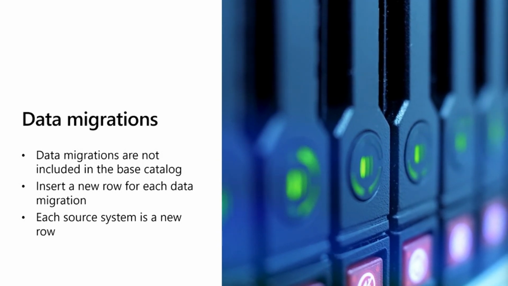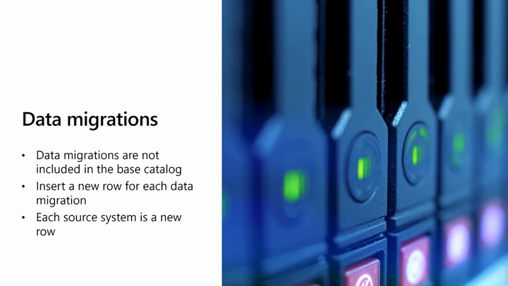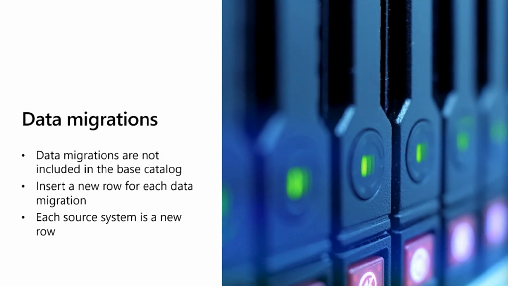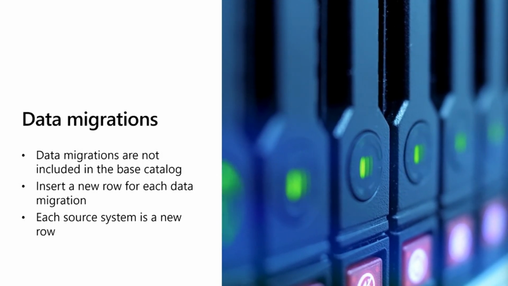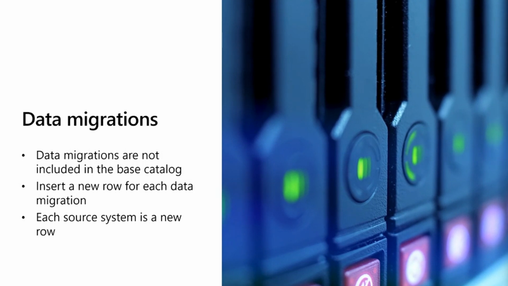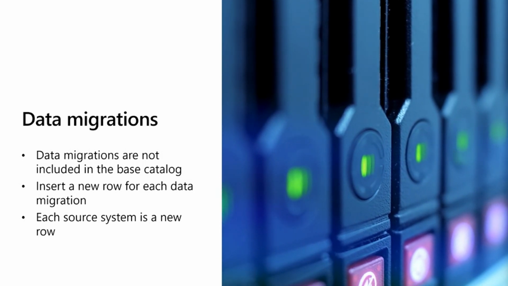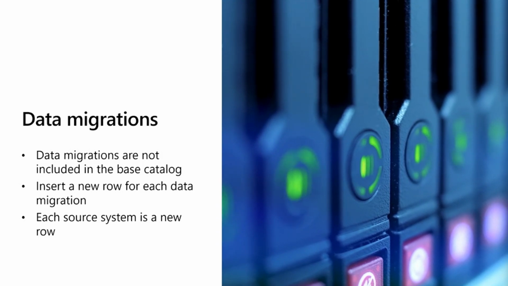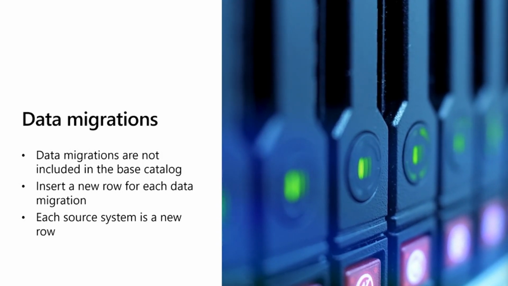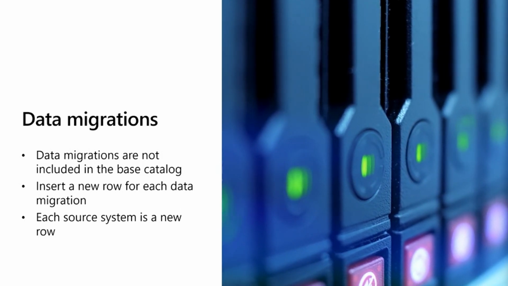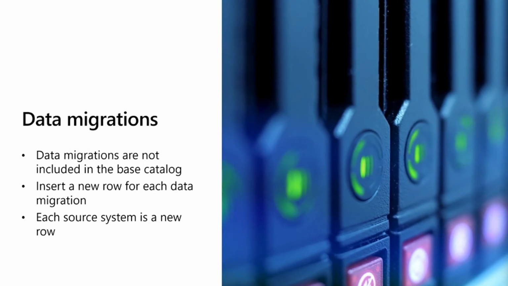They might align to different phases, but we recommend each source system is a new row. So let's say, for example, we're migrating customers. This would relate to the create a customer business process, so you'd find that process in the catalog. If we're going to import customers from 3 different source systems that are used in 3 countries and regions, I would want 3 rows to indicate each of those source systems that I'm going to migrate customers from.